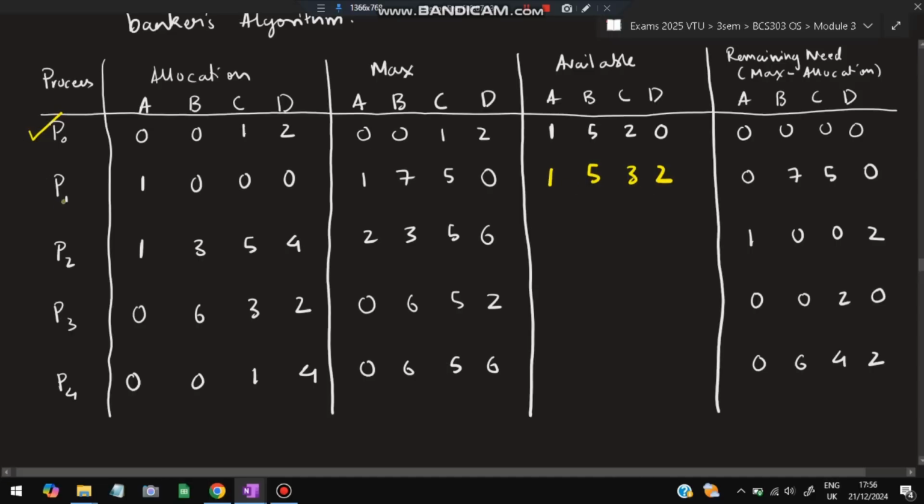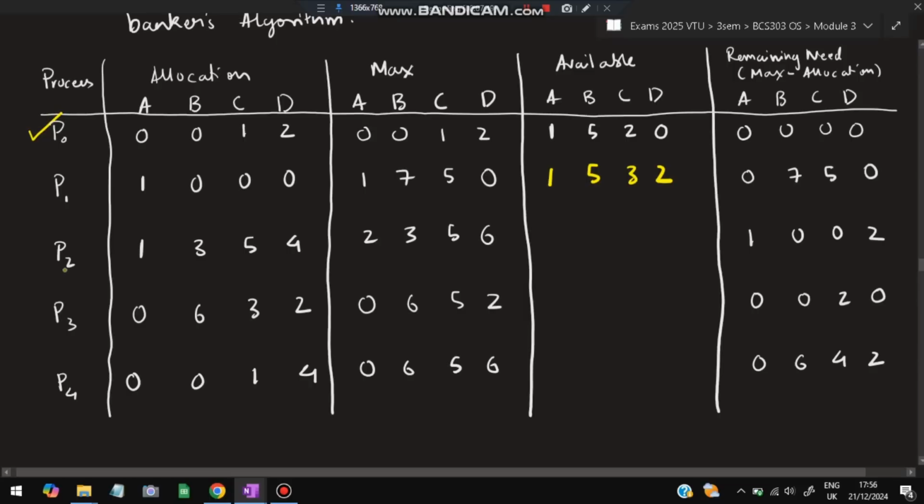I have P1. Now for P1, what is the remaining need? The remaining need is 0 7 5 0. It requires 0A, 7B, 5C and 0D. Do I have that many resources available? I have 1A, which is more than this. Fine. I have 5B, but it requires 7B. So I cannot satisfy its need. I have to satisfy all of these, only then will I be able to consider it. Even if one of them does not satisfy, like in this case 5 and 7, it requires 7 but I have 5 only, so it does not satisfy. We'll skip it.